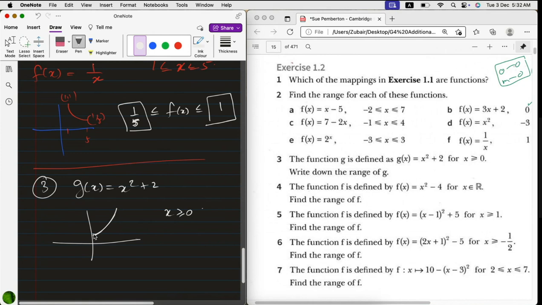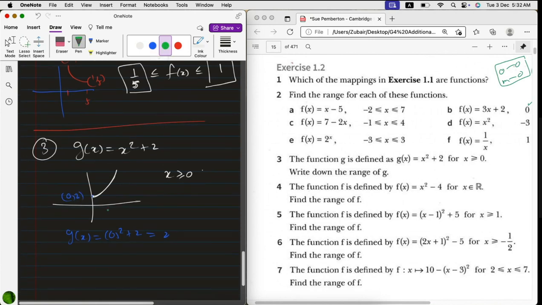So x is greater than or equal to 0. We're drawing only this right hand side. And we know that at x equals 0 is the lowest value. This is 2. So x 0, y 2. Therefore, for the given domain, the range would be g of x is greater than or equal to 2. So we substitute any value of x within the given domain. We are getting y in this range.